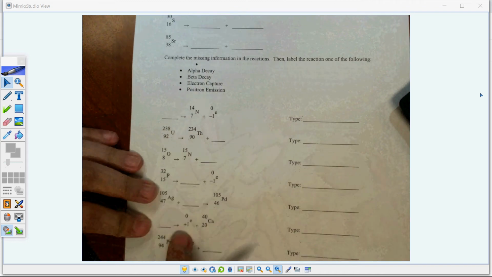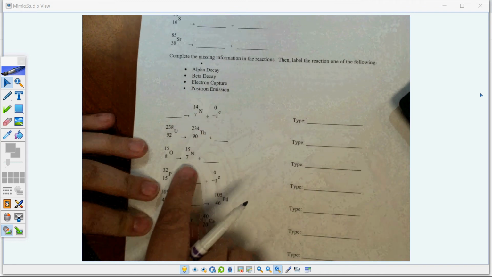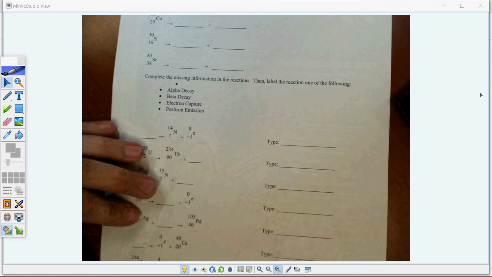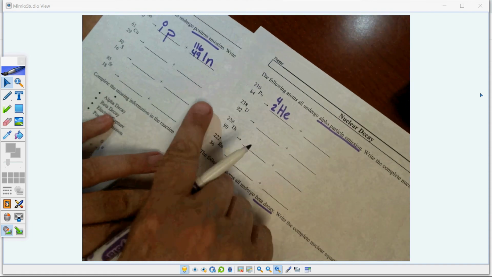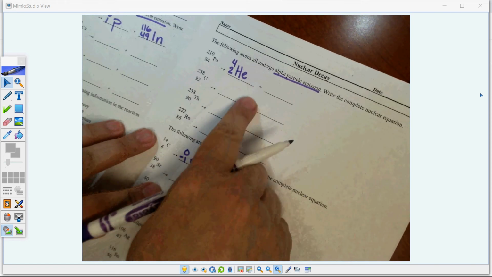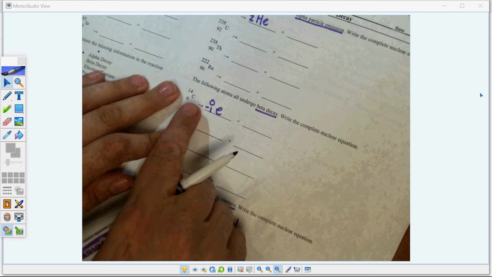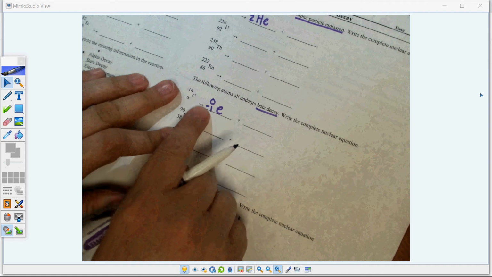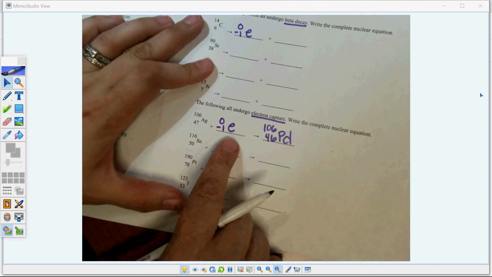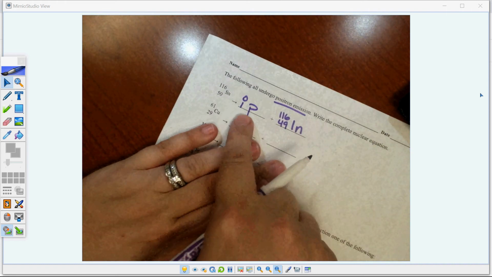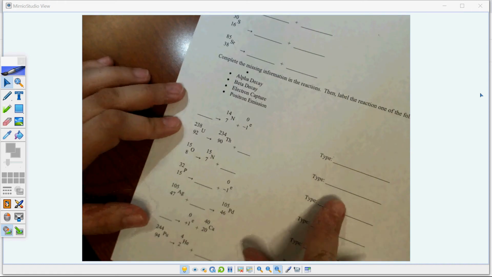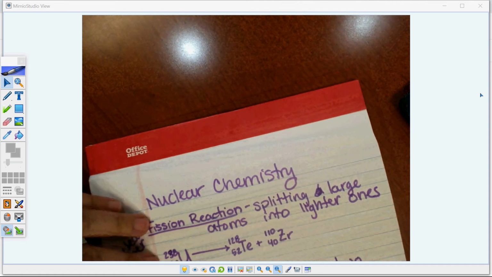And then down here, you just fill in the blank with the balancing, and each one of these fits into one of these 4 categories. So when you fill in the blank, it either looks like this with an alpha particle, it looks like this with an electron on the right side of the arrow, it will look like this with an electron on the left side of the arrow, or it'll look like this with a positron on the right side of the arrow, and that's how you can identify what type it is, what category. So that is the types of decay in nuclear reactions.